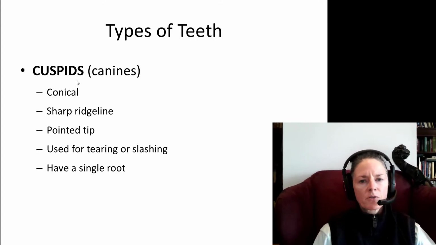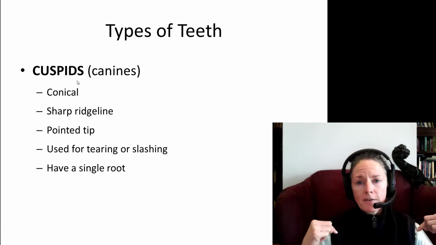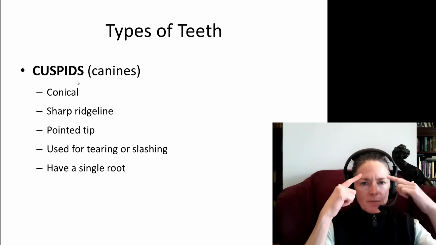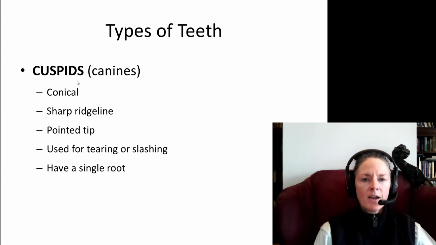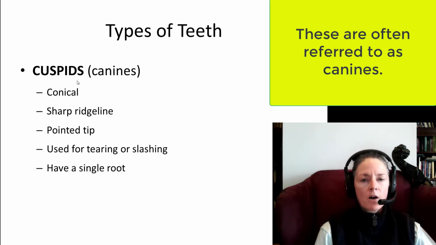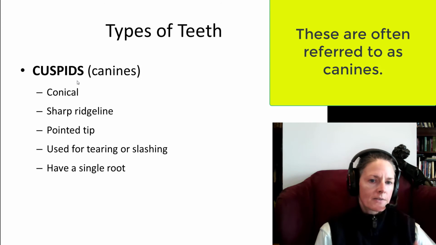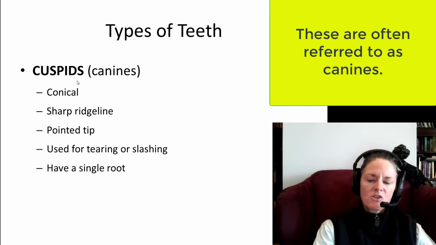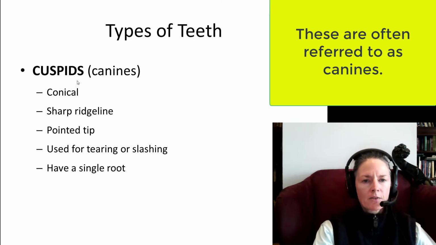The cuspids are next to them. These are your vampire teeth. They're sometimes called the eye teeth because they're located right under the eyes. These are conical, and these are the ones that in dogs are very elongated, and hence the name canines. And these have a pointed tip and are good for puncturing things and shearing things or tearing things.